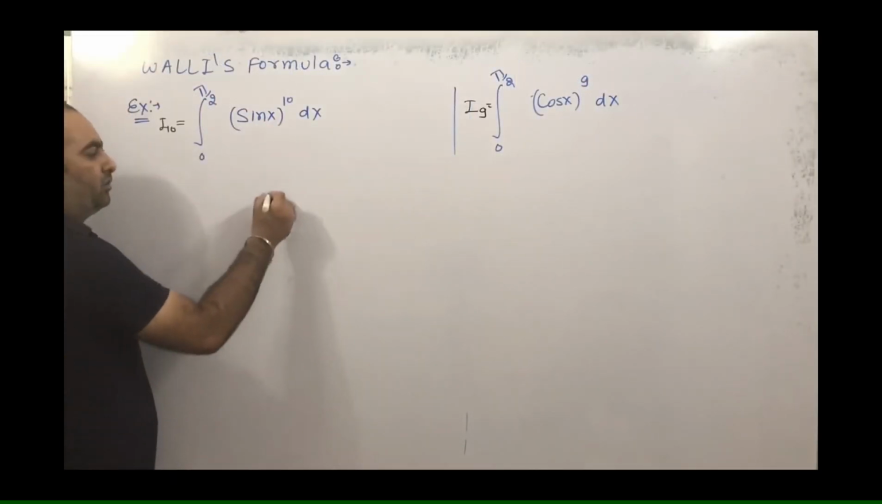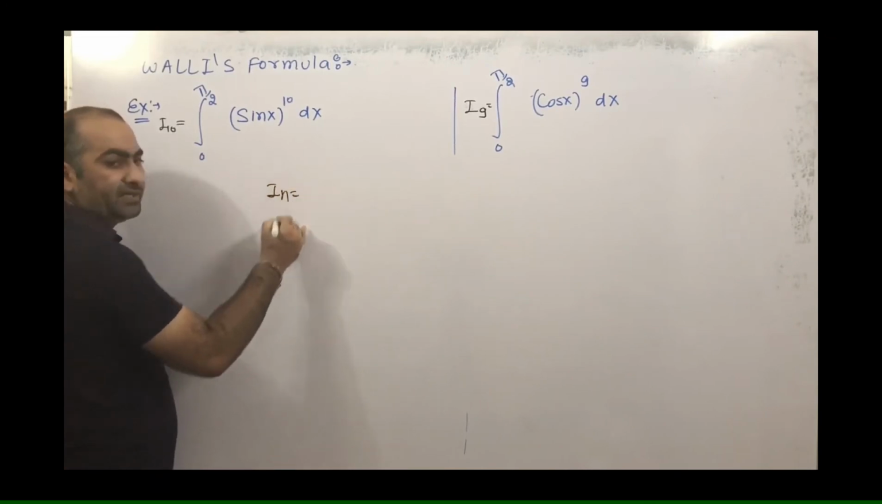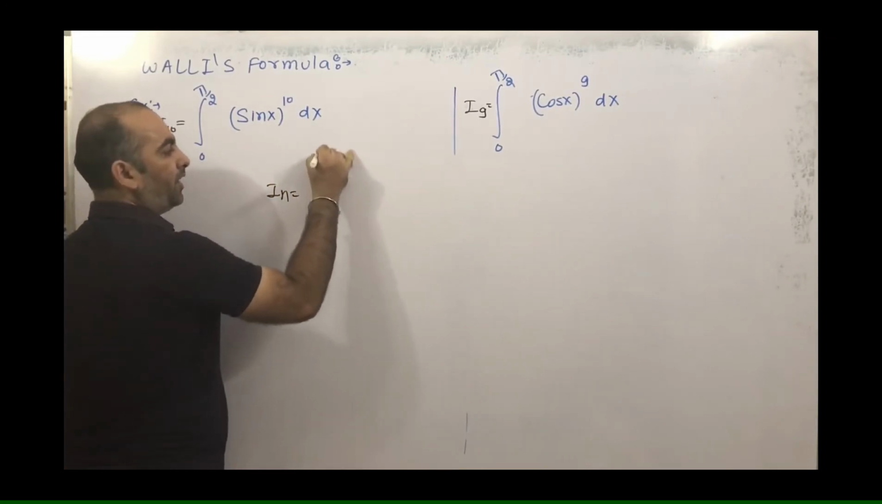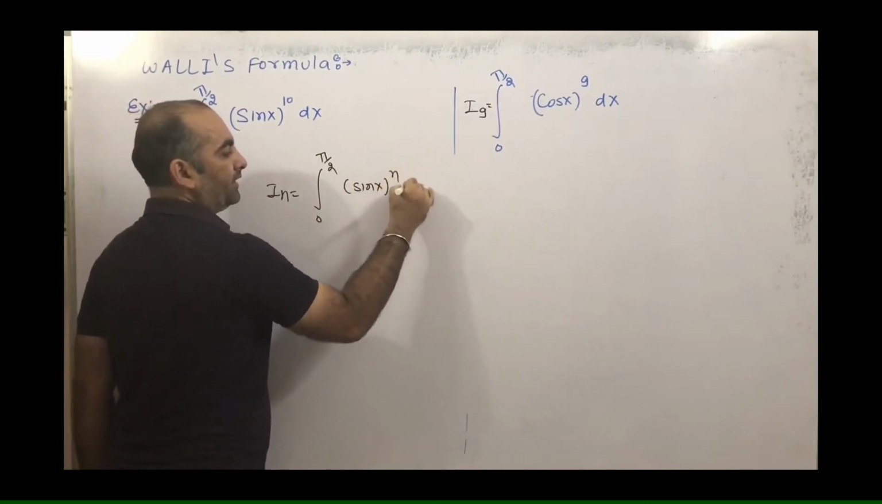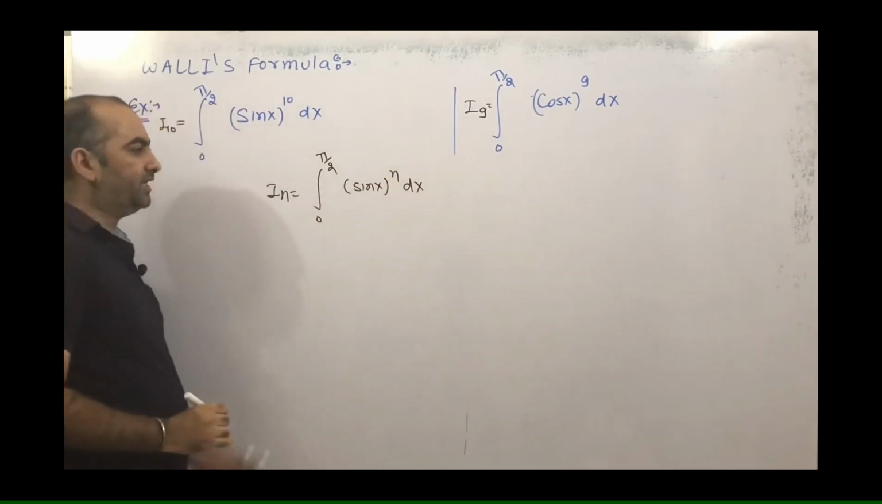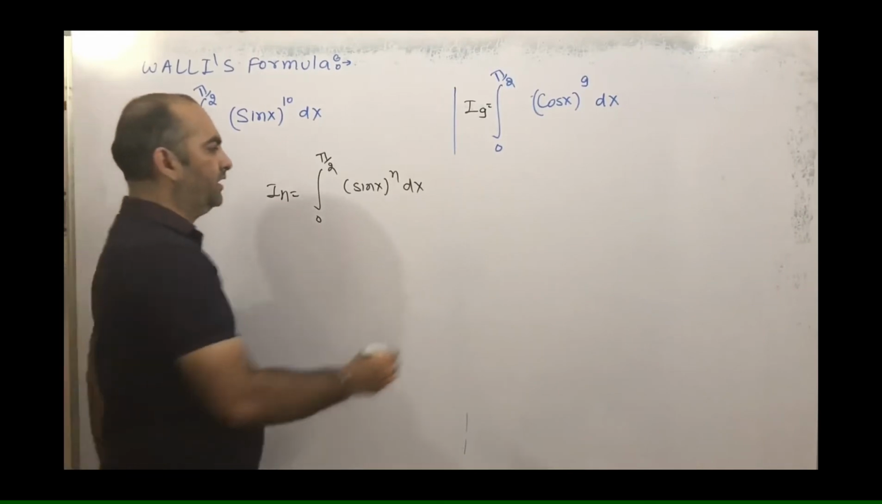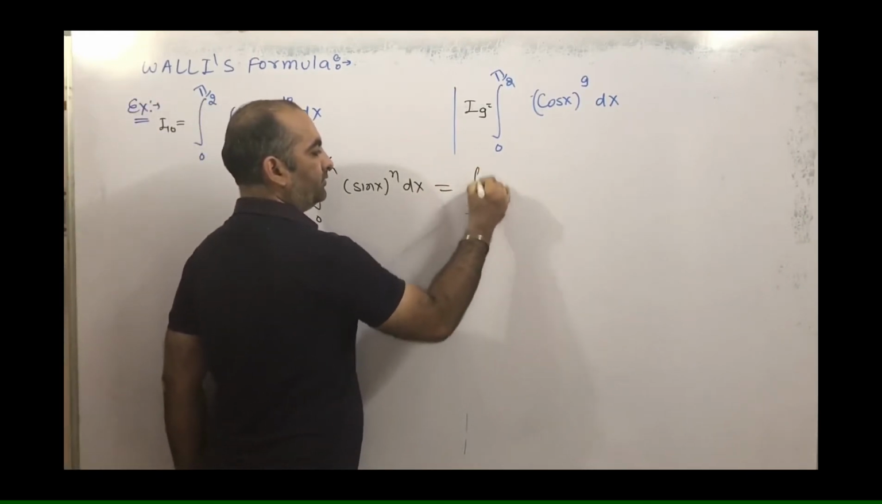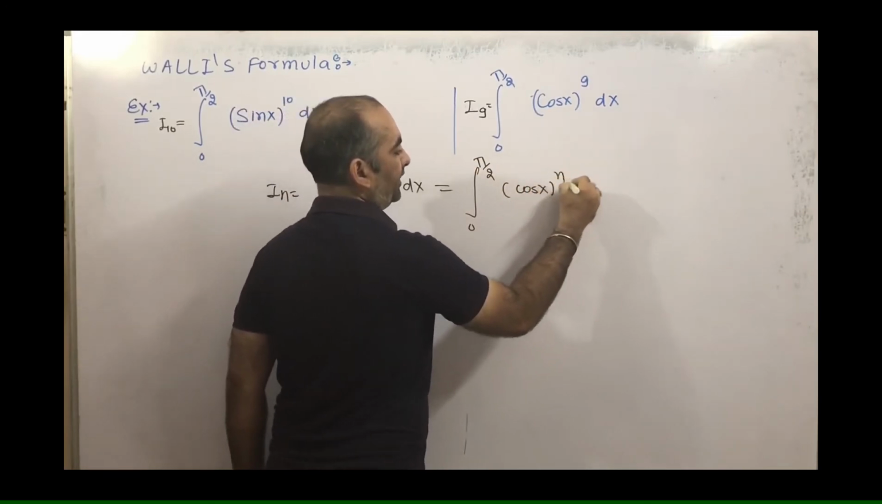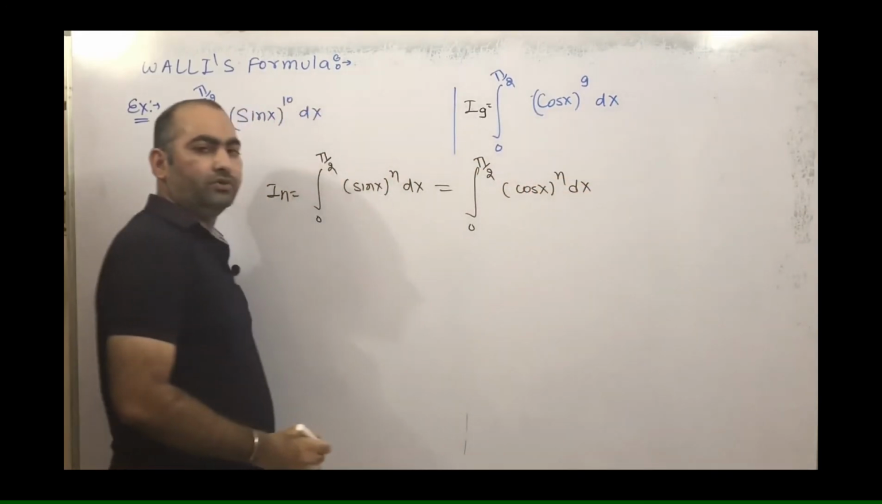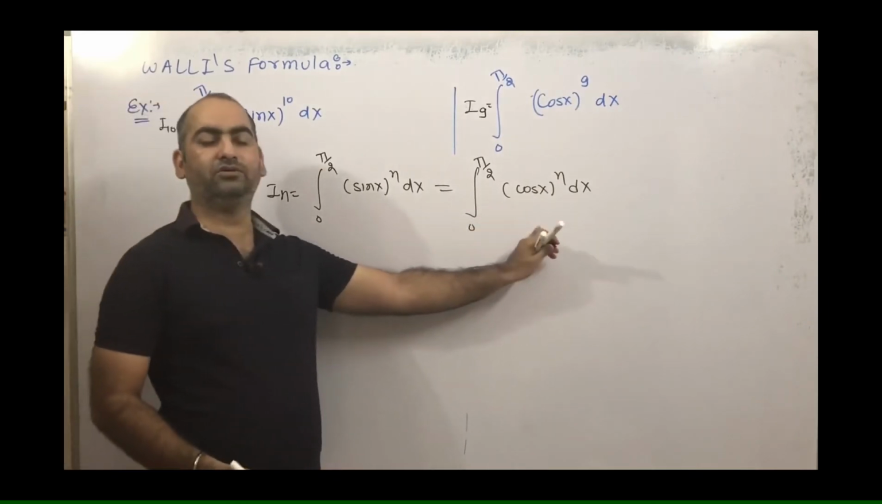What is the direct formula? In is equal to the integration from 0 to pi by 2 of sin x to the power n dx. Instead of sin x we can write cos x also. We can write it like that as well: 0 to pi by 2 of cos x to the power n dx. So instead of sin x, if I write cos x, then also we will get the same answer.